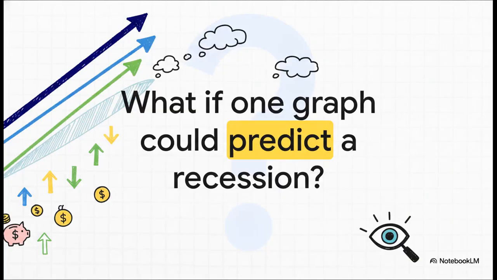I mean, seriously, what if I told you that one single line on a chart has this kind of crazy accurate track record of calling economic downturns before they happen? It's something that economists and investors, well, they watch it like a hawk. And it raises a huge question that we're going to get into right now.